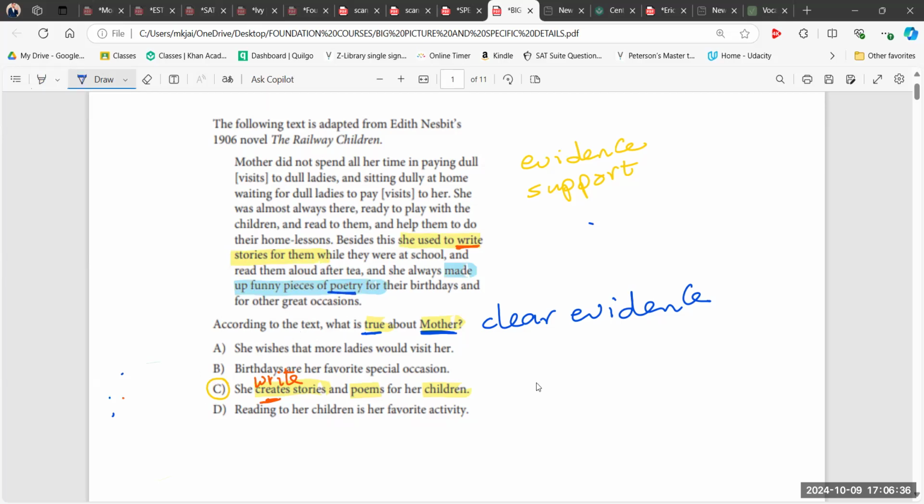When I say refute, what does this mean? How can you prove wrong? Is this a skill? Yes, it's a skill. How can you prove wrong?